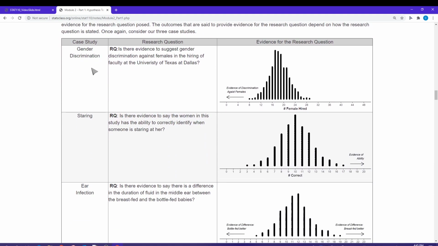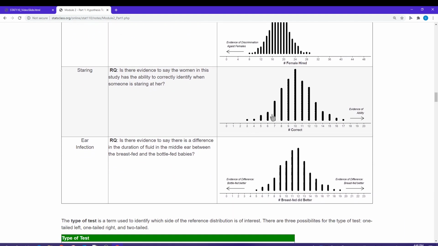Now, in the gender discrimination case, we were worried about the left side of the distribution because that was evidence of discrimination against females. So the outlier rule sat on the bottom 5%. We used the bottom 5% in determining the outlier rule for that particular example. In the staring example, evidence of an ability would mean that she would be getting more correct than we thought under a guessing scenario. So here we would put the 5% on the right side.